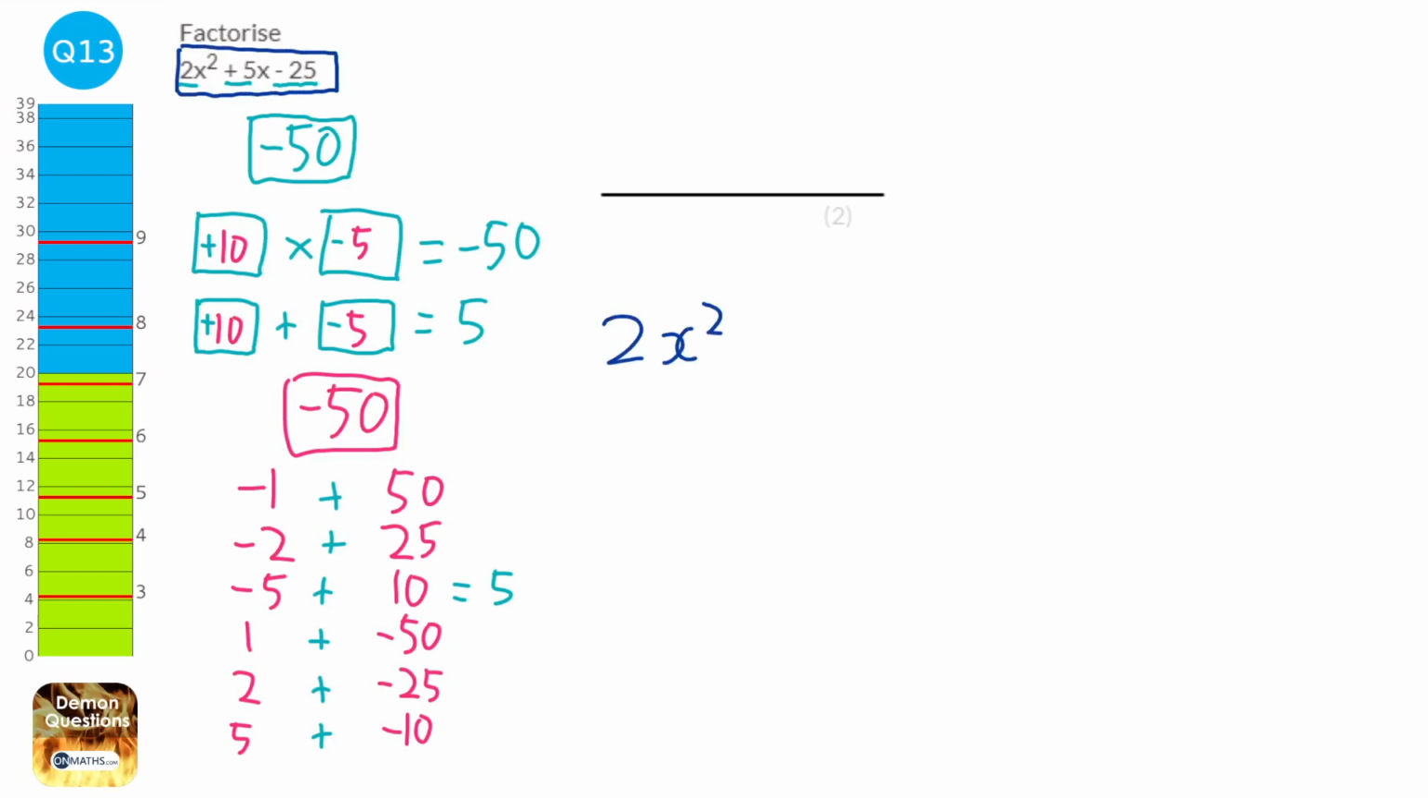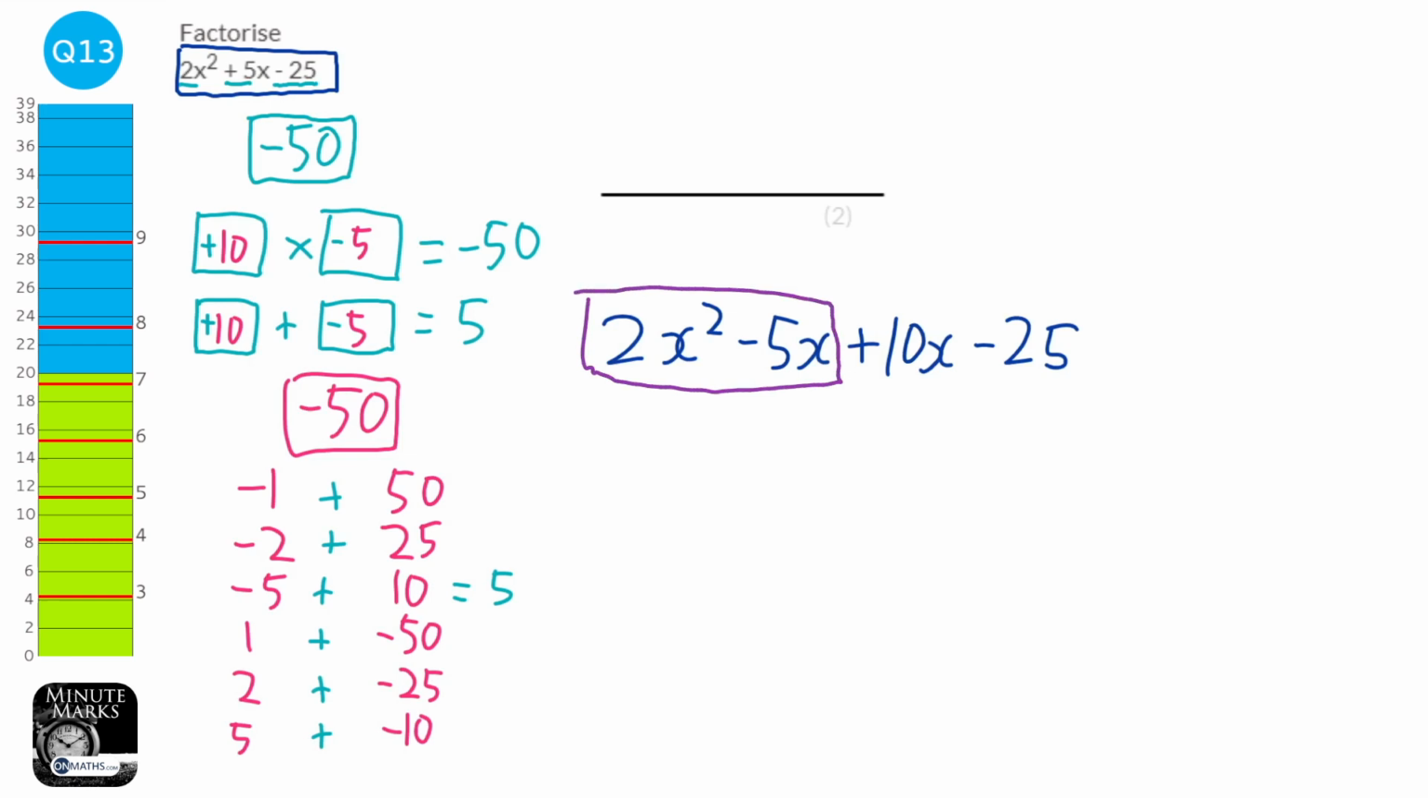And so what I'm going to do now is rewrite the question, but instead of a +5, I'm going to substitute in the -5 and the +10, or in this case -5x plus 10x. Okay, so I've just changed the +5x for a -5x plus 10x, but those do add together to make +5x, so I've not changed the question. And I'm going to be looking at the first two terms, and the second two terms separately.